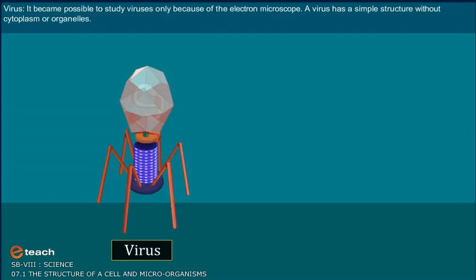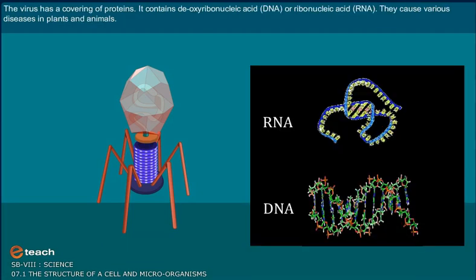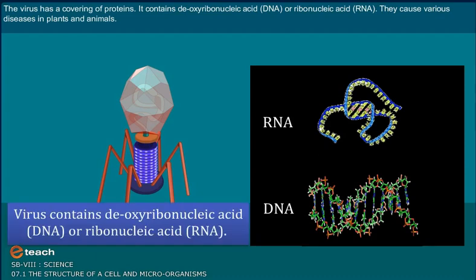Virus. It became possible to study viruses only because of the electron microscope. A virus has a simple structure without cytoplasm or organelles. The virus has a covering of proteins. It contains deoxyribonucleic acid, DNA, or ribonucleic acid, RNA. They cause various diseases in plants and animals.